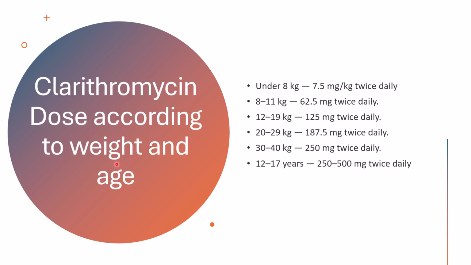Here you can see the dosage of clarithromycin, which is mentioned according to the weight and age. So under 8 kg, the dose is 7.5 milligram per kg twice daily. You need to do a bit of maths, accurate maths, so that we can give a nice dose to the children. And in the age group from 12 to 17 years, the dosage is 250 to 500 milligram BD.